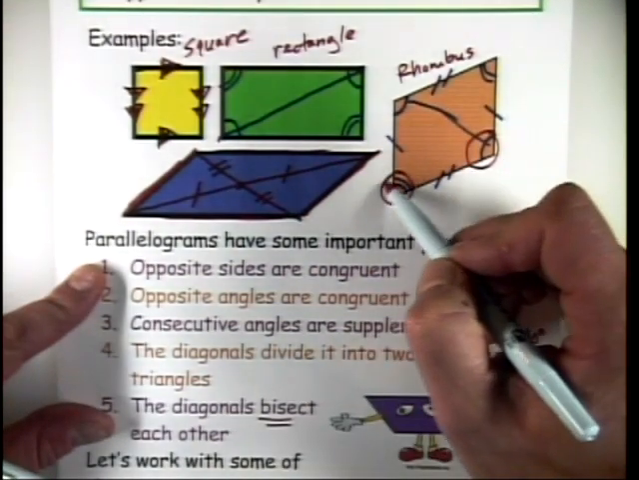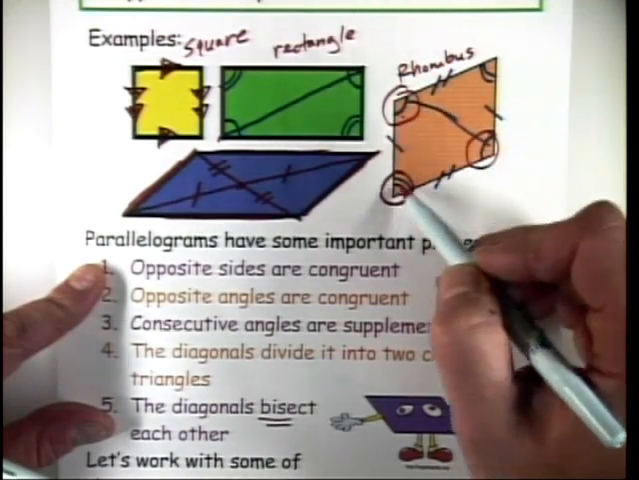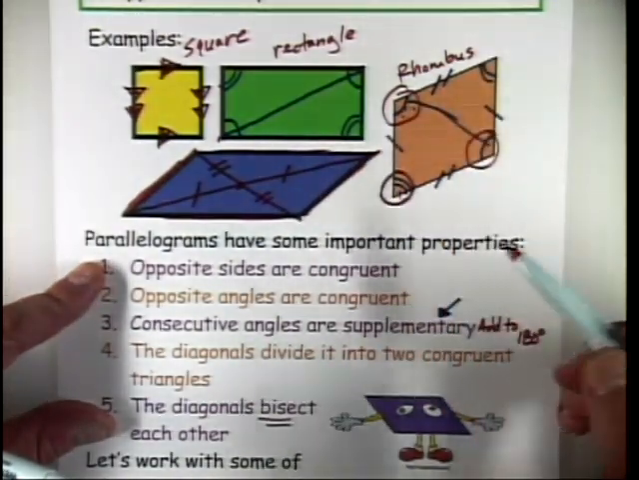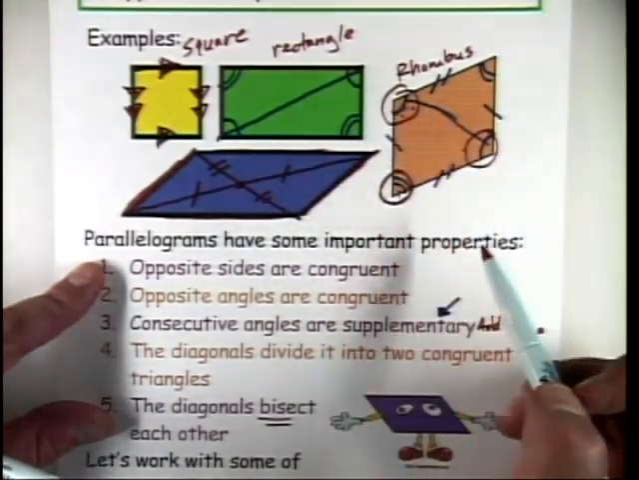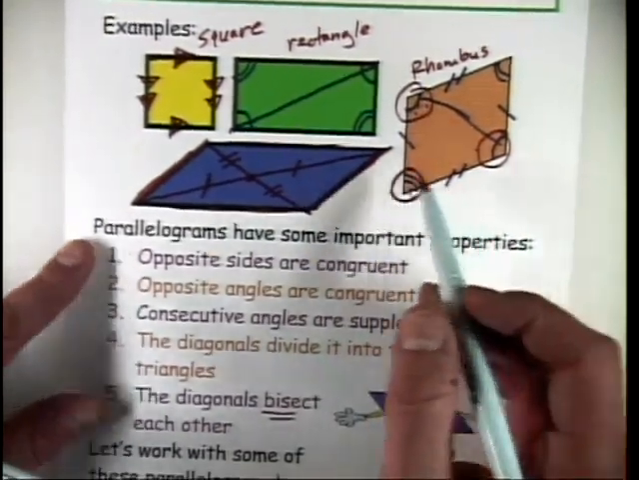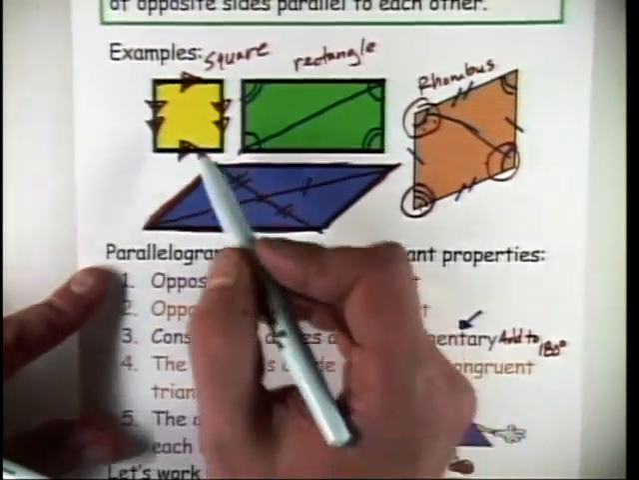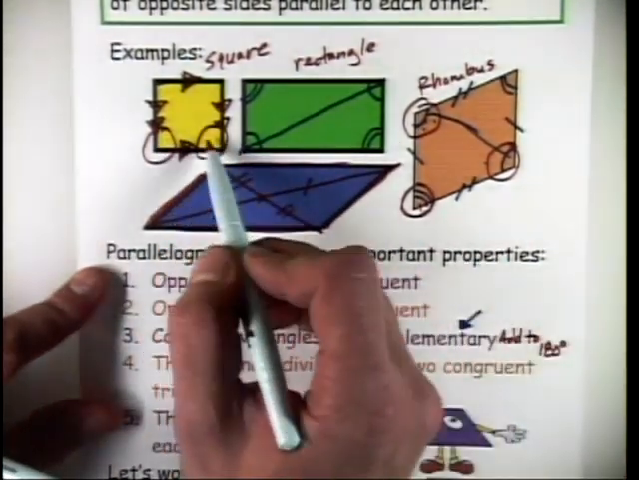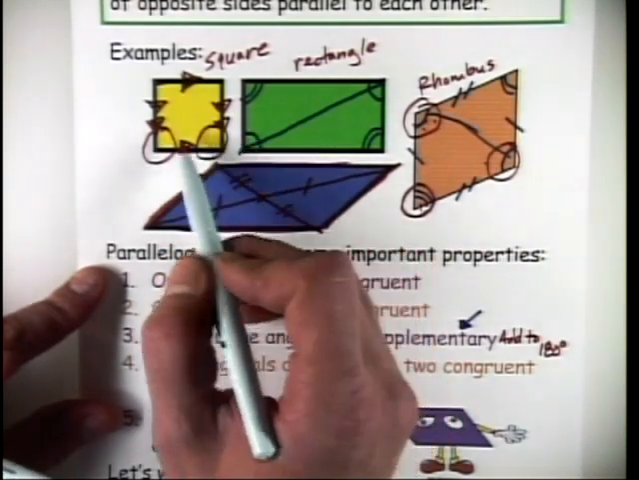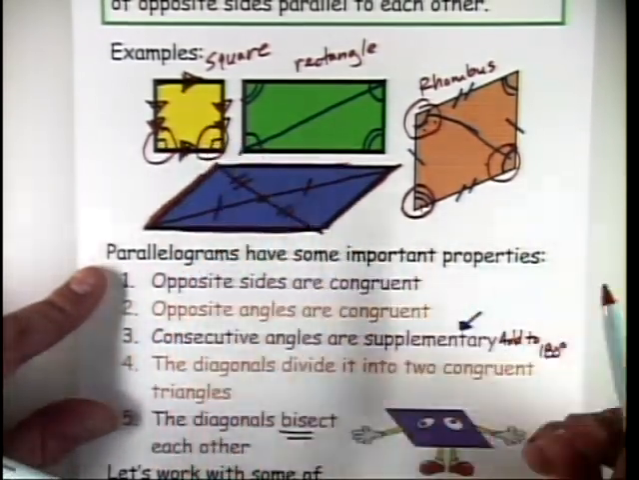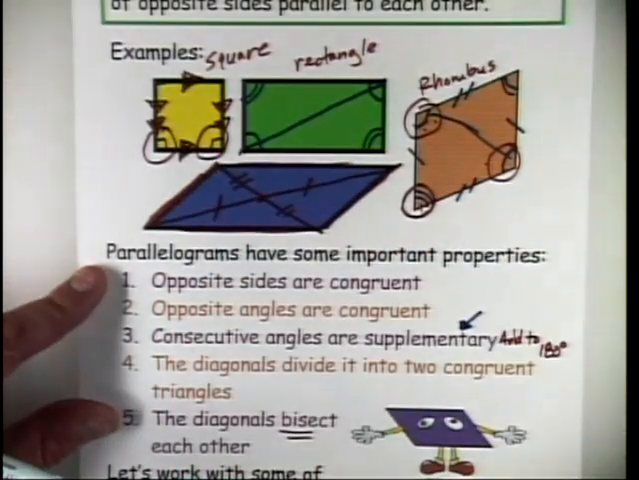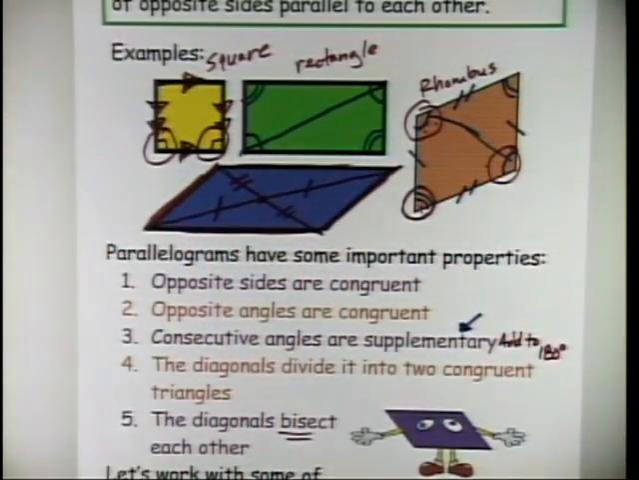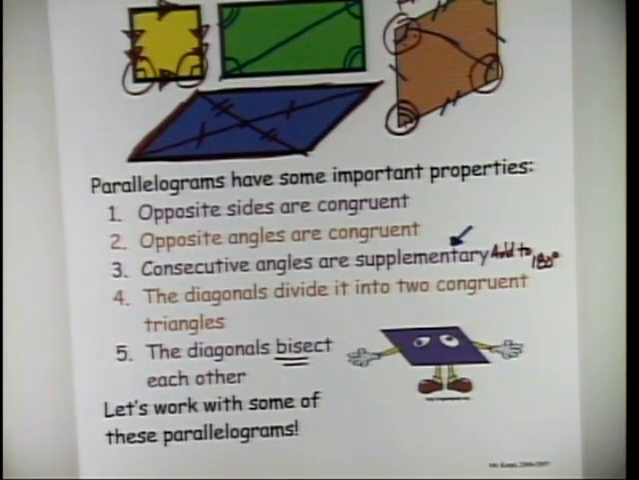Well, I could also look at this angle and this one. These two are consecutive angles, and they also add to 180 degrees. Well, that shouldn't be surprising since we knew that these two angles were congruent. Okay? It's a little bit easier to see in something like a square or a rectangle. This angle plus that angle, the two consecutive angles, add up to 180 degrees. Well, we know that because these are right angles, and right angles are each 90, so 90 plus 90 is 180. But it works for things that don't have right angles as well, like the rhombus. Okay? So 5 basic important properties.